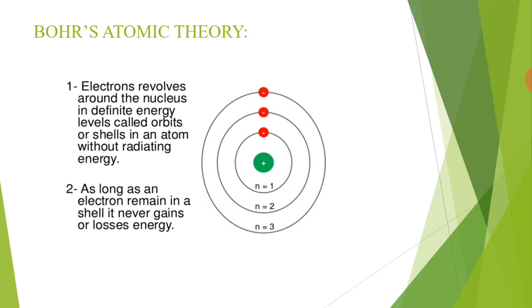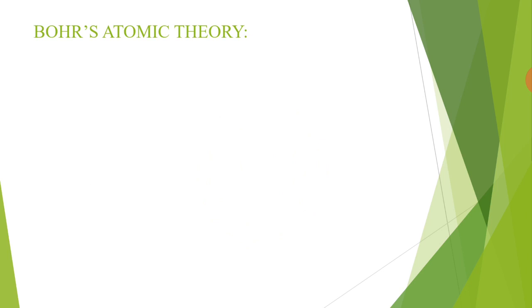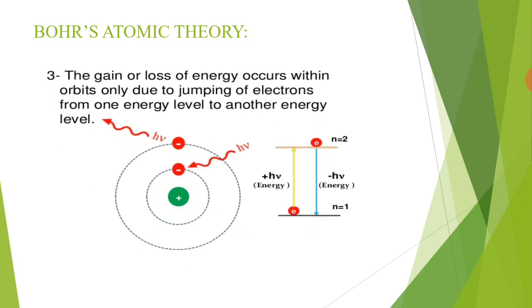Bohr's atomic theory. The postulates of Bohr's atomic theory are as follows. First, electrons revolve around the nucleus in definite energy levels called orbits or shells in an atom without radiating energy. Second, as long as electrons remain in a shell, it never gains or loses energy. Third, the gain or loss of energy occurs within orbits only due to jumping of an electron from one energy level to another energy level.